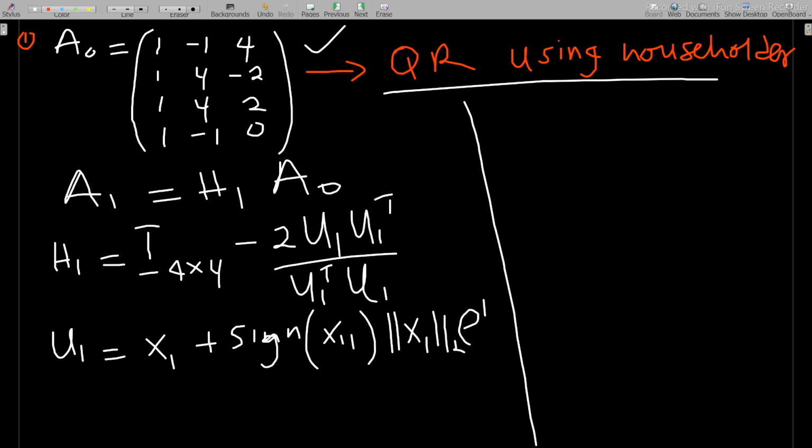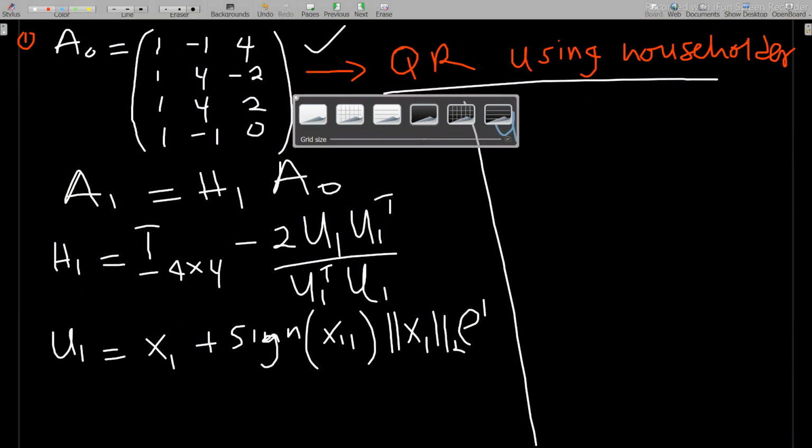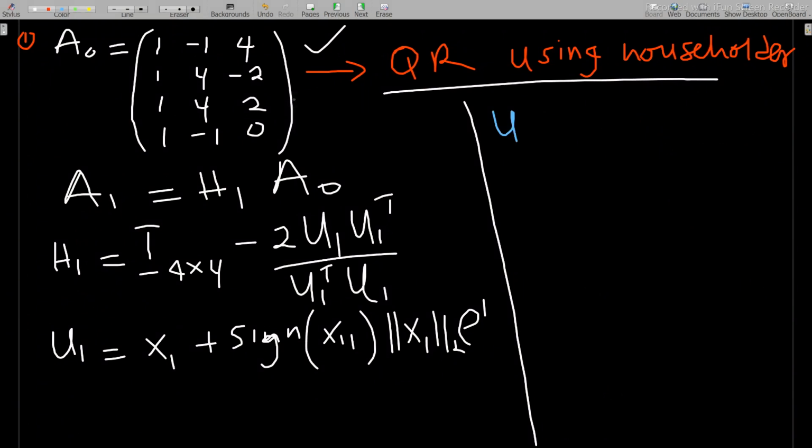Comparing this to what we have here, u1 will simply be equal to that. So we are supposed to find some x1, and through that we can find our u1. Let me erase this one. So x1 here is equal to the first column of our matrix, this first whole column, and the column is 1 1 1 1. Like I said, our matrix is 4 by 3, so you should bear with me.